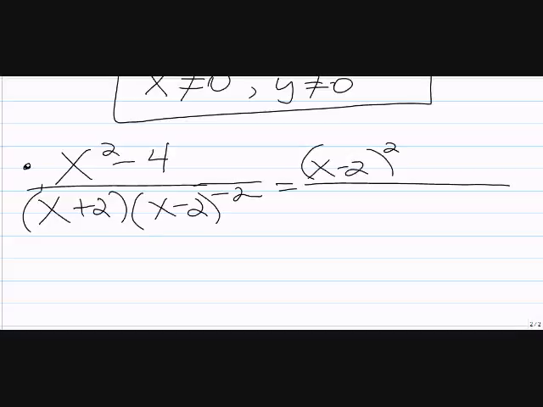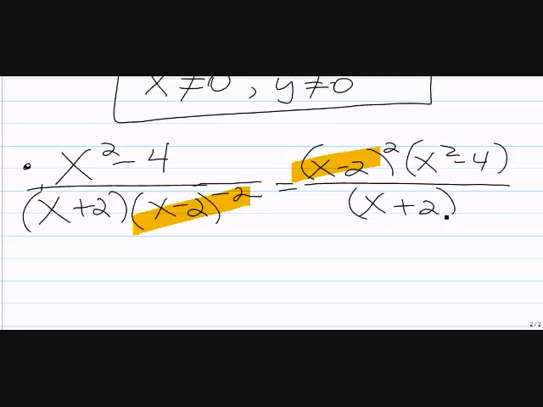Okay? So now this x minus 2 is on top. Now I'll write the rest of the problem in. X squared minus 4 over x plus 2. Why did you put the x minus 2 with the negative 2 on top? In order to get rid of the negative sign.